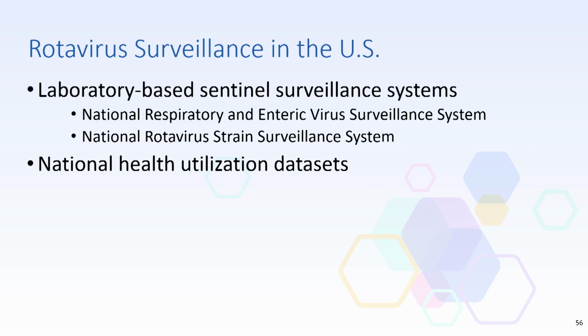Laboratory-based sentinel surveillance systems that monitor temporal and geographic patterns of rotavirus include the National Respiratory and Enteric Virus Surveillance System and the National Rotavirus Strain Surveillance System. Data from national healthcare utilization datasets are also routinely analyzed to detect national trends in rotavirus healthcare encounters.